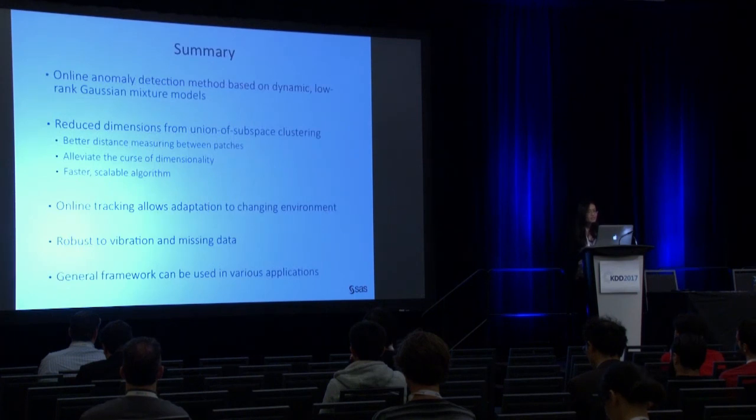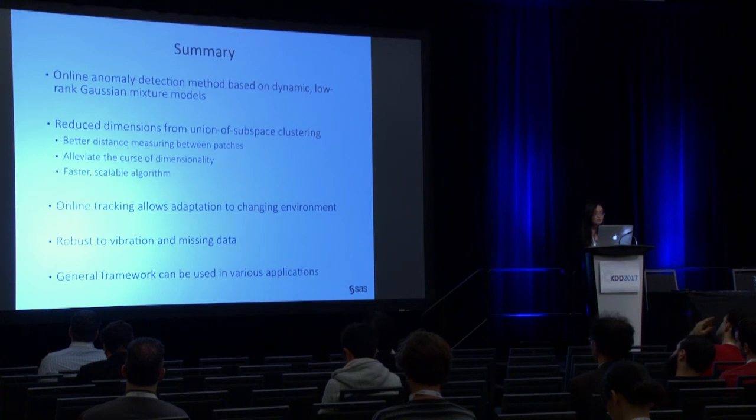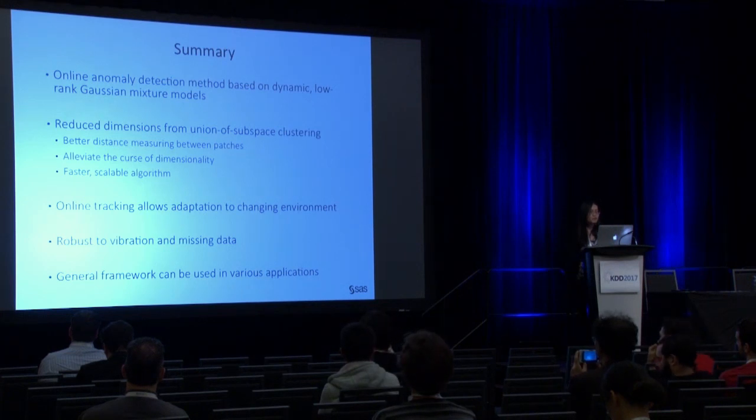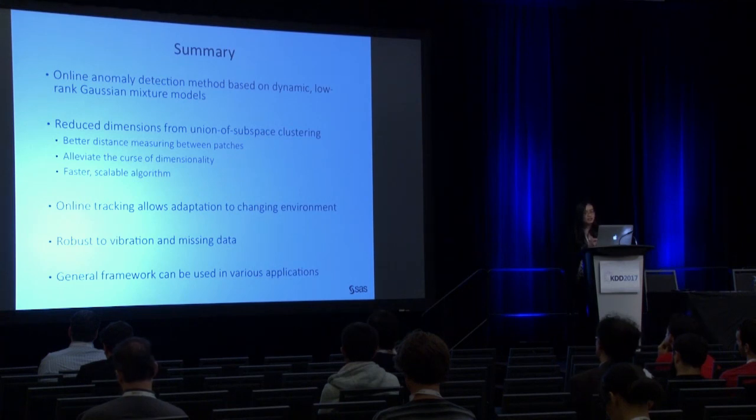So basically, this is the online anomaly detection method based on a dynamic low-rank Gaussian mixture model. The algorithm is robust to high dimensional problems because it uses a low dimensional union of subspaces model. The online tracking allows adaptation to a changing environment. And we are pretty robust to vibration and missing data. The general framework can also be used in various applications.